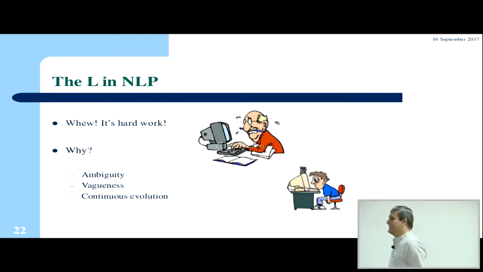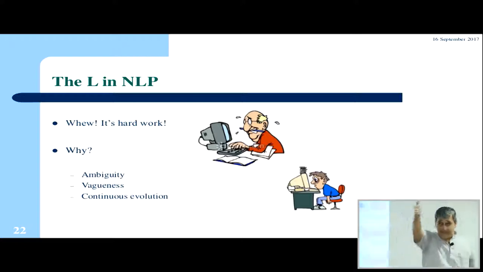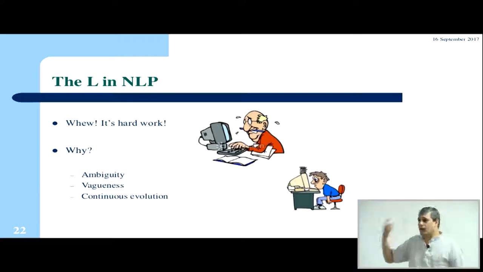So, it's hard work. Why? Why is all this hard work? It's language, right? You use it day in, day out, 24/7. It's still hard due to the ambiguity. There's so much ambiguity built into language that we humans find it difficult to disambiguate. What about the computers? You have to teach. Vagueness, we are vague. Yeah, I'll come around 12. So, what's that around 12? 12 in the morning, 12 in the night. It's all vague. Continuous evolution. Somebody said it evolves. Language evolves continuously. And your study or your system has to take care of all that.